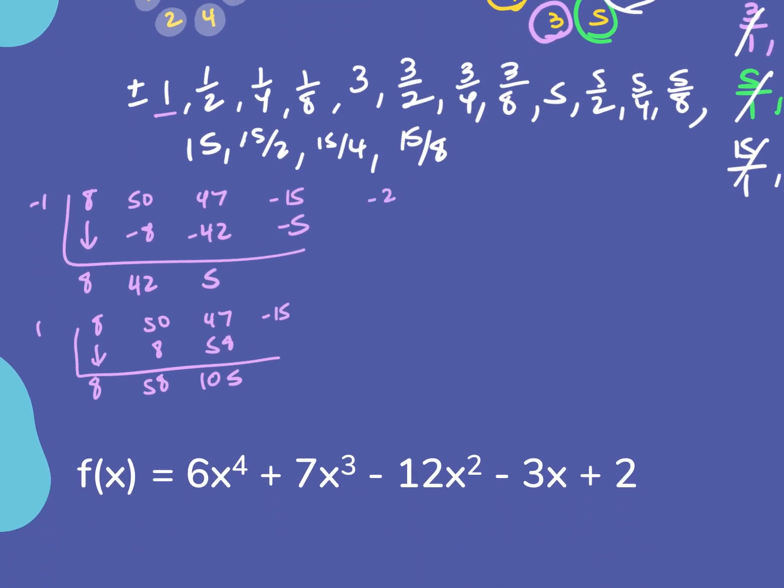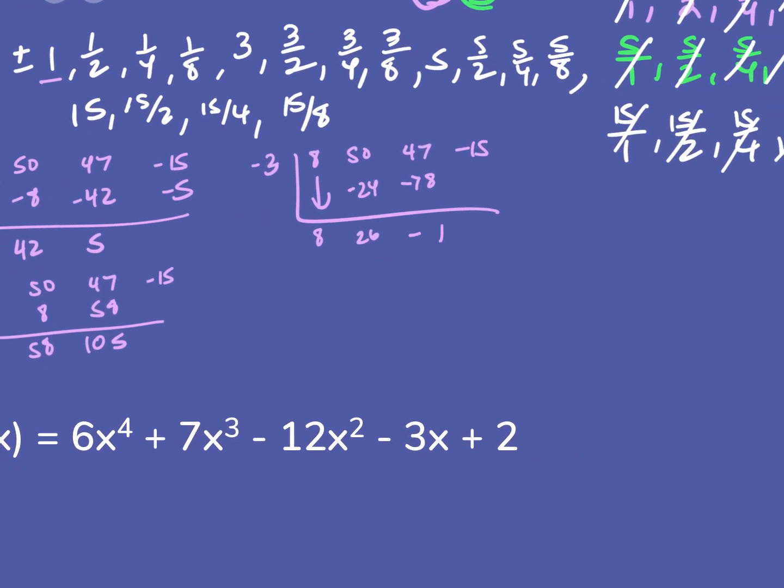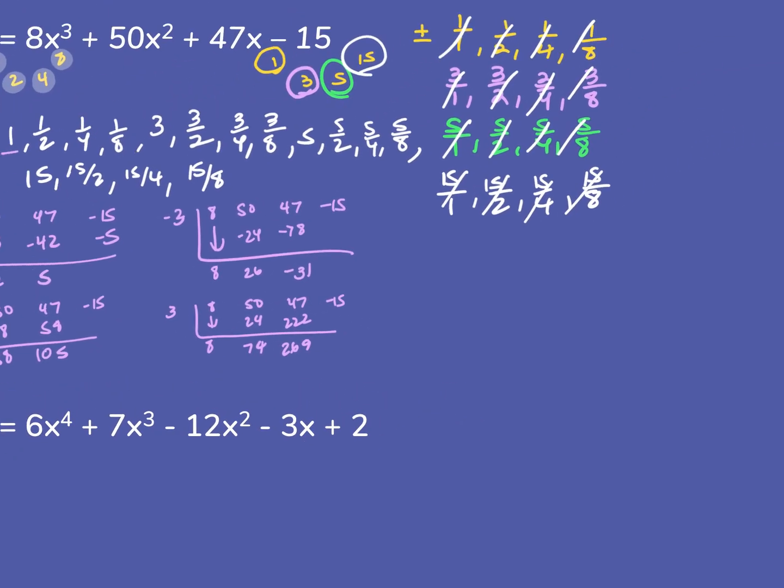So I go to -2, or -3 would be the next whole number. 8, 50, 47, -15. 8, -24, 26, -78, 31, too big, go to 3. It's already getting to be too big, right? So you don't have to always go through with it. Now I go to the next whole number, which is 5. I'm going to go to -5.